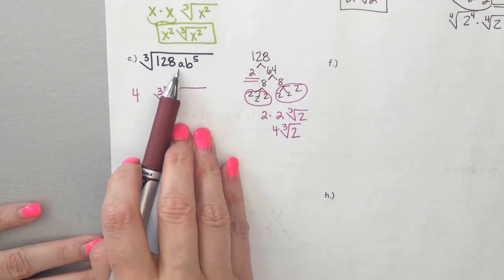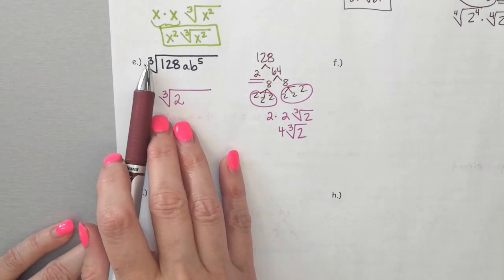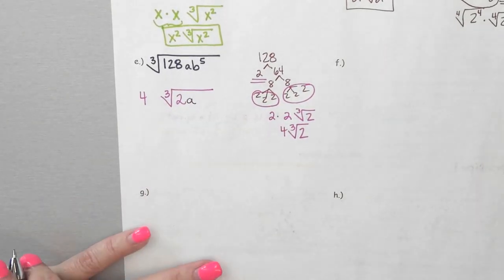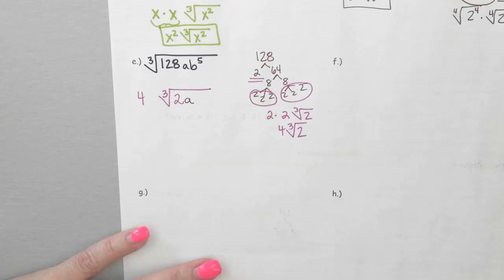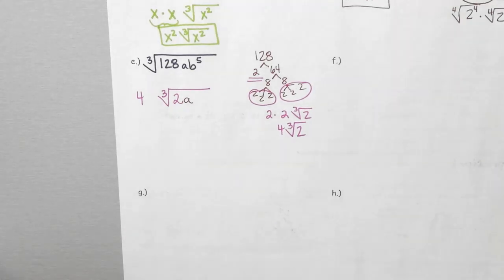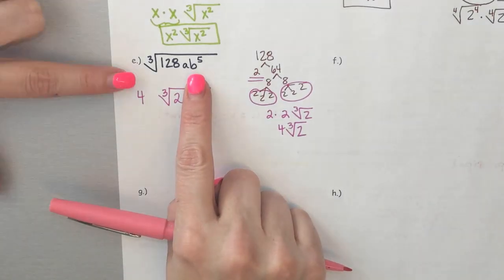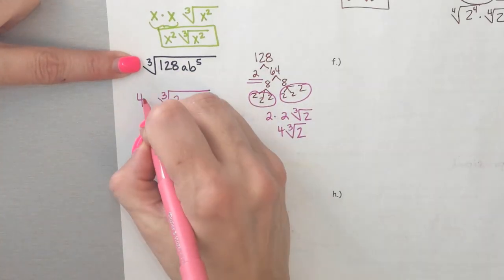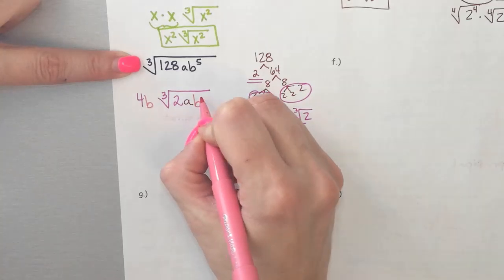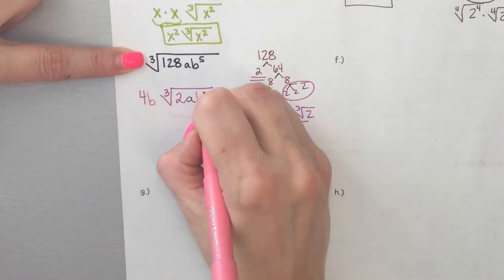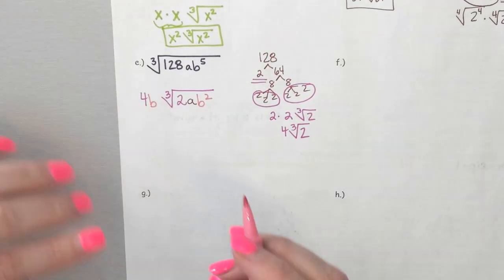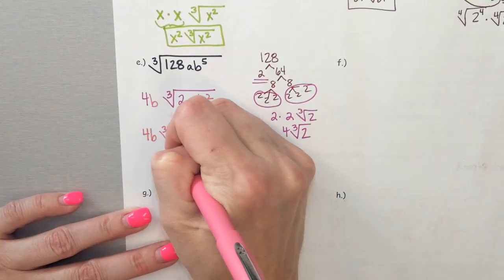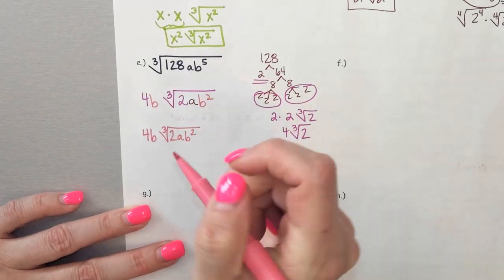So A is to the first power, so 3 doesn't go into 1, so the A just has to stay where it is. It can't come out. Okay, and then if you have 5 B's, how many groups of 3 can come out? 1, so 1 B comes out. How many B's would be left inside? 2. 5 minus 3 would be 2. So then your final answer is 4B cube root of 2AB squared.